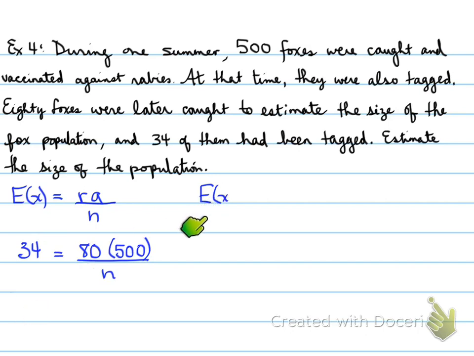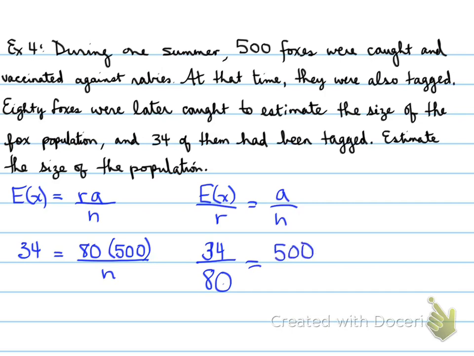So let's make it in a better form. Remember that there was another formula for this. E of x over r is equal to a over n. What does that mean? Well, we had an expected outcome, which was 34, over the 80 that was originally caught. So 34 of the 80 had our expected value being tagged. Well, that equals how many were originally tagged? 500. But what we don't know is our n value.